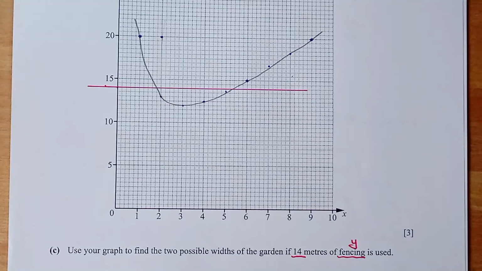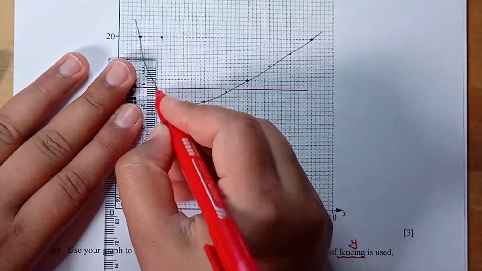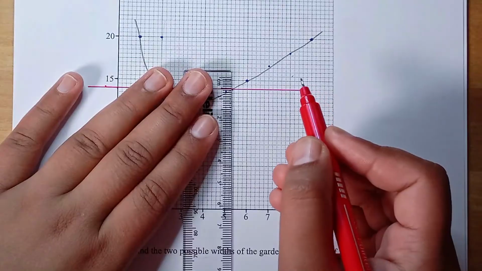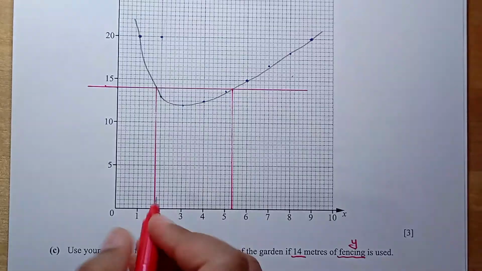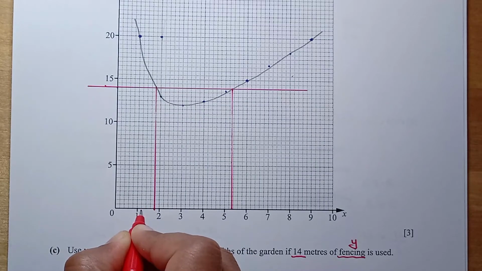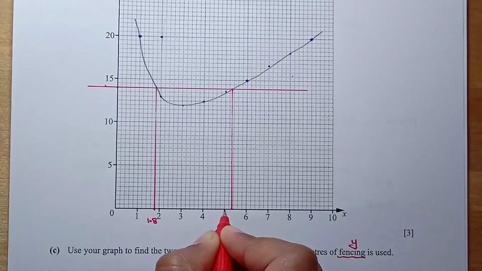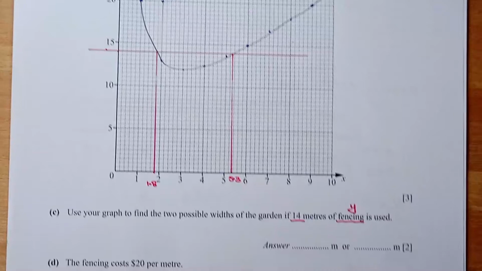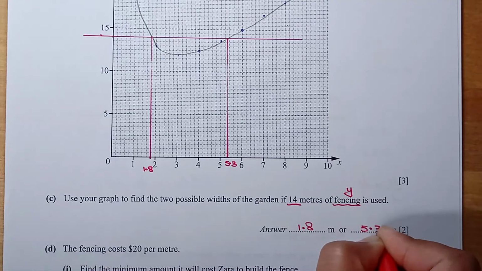Let's see what two x values, what two width values. So the first value of width is this, right? And the second value, it cuts at this. Okay. So this point is 1, 1.2, 1.4, 1.6, 1.8. And this is 5, 5.2, and between, it's 5.3. Yes, these are the two possible values for the width. 1.8 meters and 5.3 meters, right?